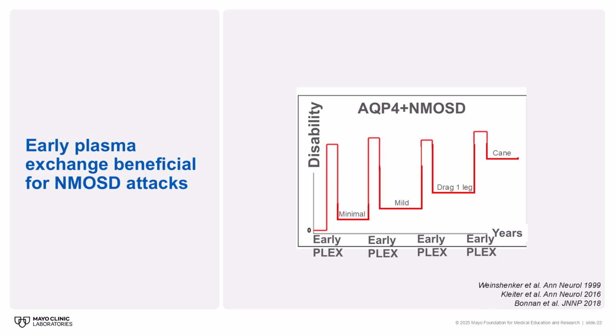And then what happens if you use early plasma exchange? We think that this is quite effective. And maybe after one attack, if you use steroids and early plasma exchange, you may have less disability. Then after 3 attacks, you're dragging one leg. After 4 attacks, you're using a cane rather than a wheelchair.